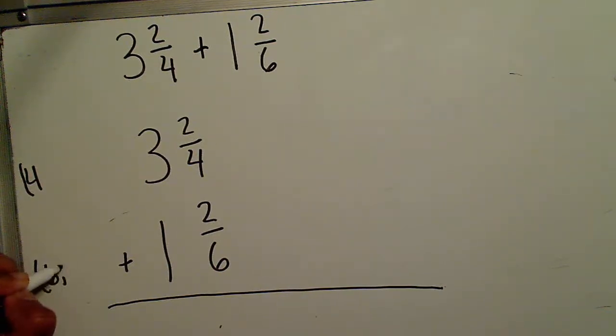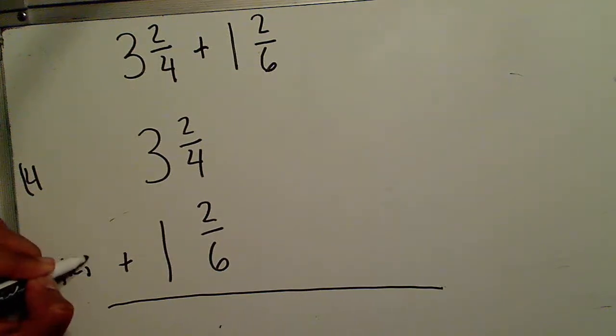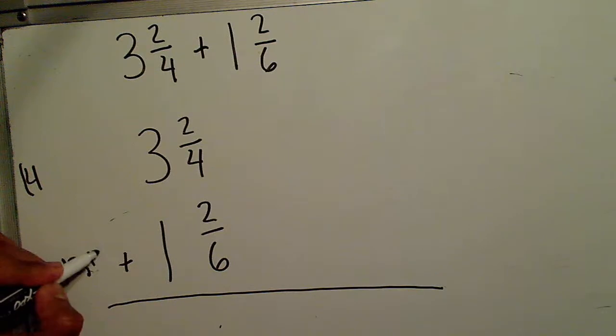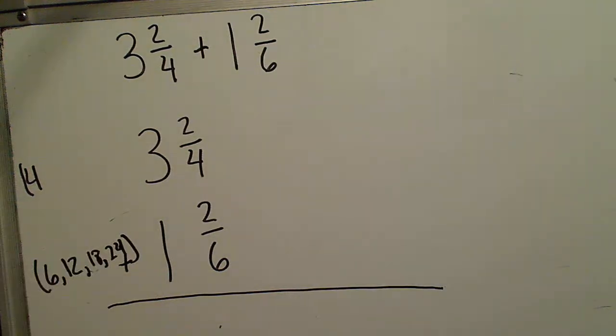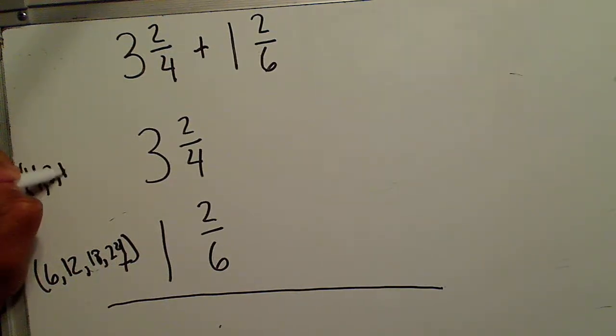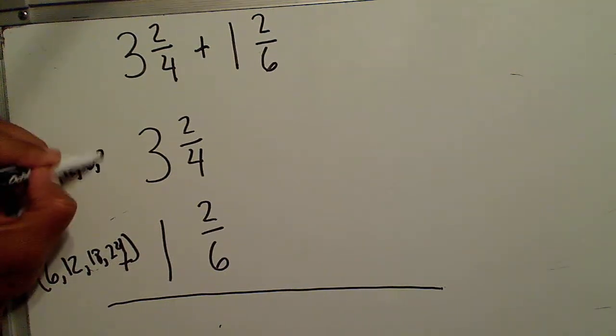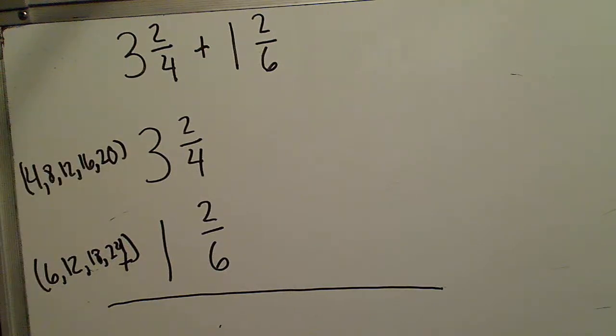We go 6, 12. 6 times 1 is 6. 6 times 2 is 12. 6 times 3 is 18. We can do one more. 6 times 4 is 24, and we can stop there. Now we do our 4s. 4 times 1 is 4. 4 times 2 is 8. 4 times 3 is 12. 4 times 4 is 16. 4 times 5 is 20. Let me stop there and see if we have any matches.